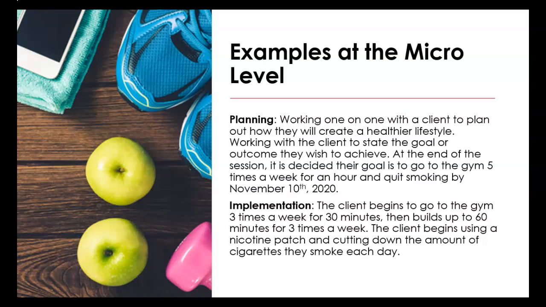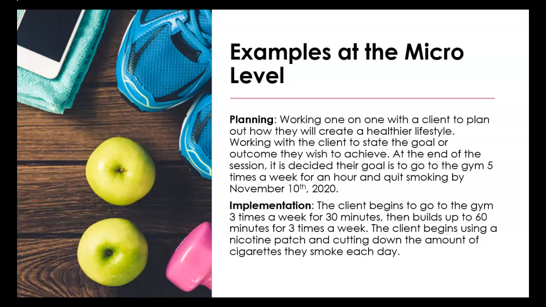Planning and implementation: working one-on-one with a client to plan out how they will create a healthier lifestyle. Working with the client to state the goal or outcome they wish to achieve. At the end of the session, it is decided their goal is to go to the gym 5 times a week for an hour and quit smoking by November 10th, 2020. The client begins to go to the gym 3 times a week, which is your implementation, for 30 minutes, then builds up to 60 minutes 3 times a week. The client begins using a nicotine patch and cutting down the amount of cigarettes they smoke each day.